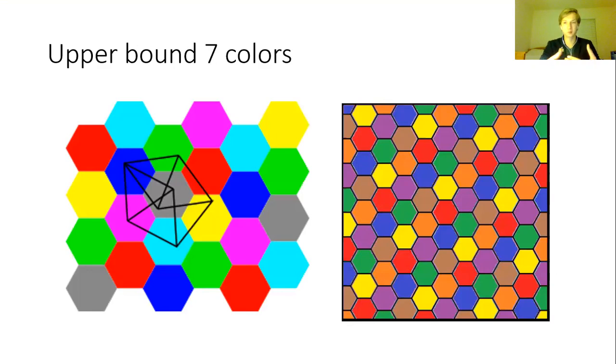So it means that we could paint our map in 7 colors so that no 2 points at distance exactly 1 have the same color. As you can see on the right, here is a bigger picture, and on the left a smaller picture of the coloring, how we're going to color.